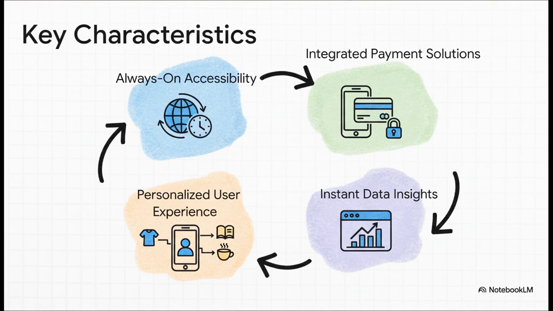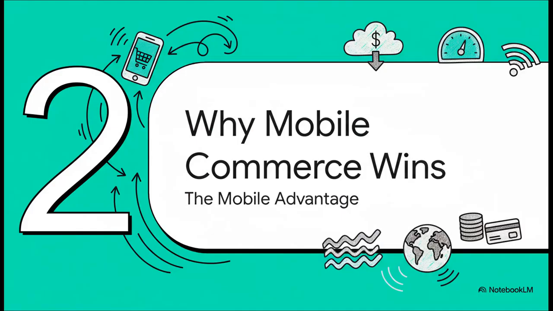What makes m-commerce so incredibly powerful? Well, it really boils down to these four things. First, it's always on. Your store is open 24/7 right there in someone's pocket. Then you've got these seamless integrated payment systems that make checking out ridiculously easy. The whole experience is also super personal because the apps learn what you like. And for the businesses, they get instant data on everything, which gives them amazing insights into what we, the customers, are doing. Okay, on to our next section.